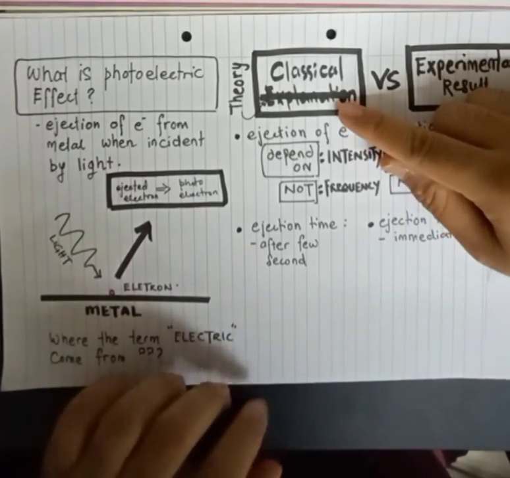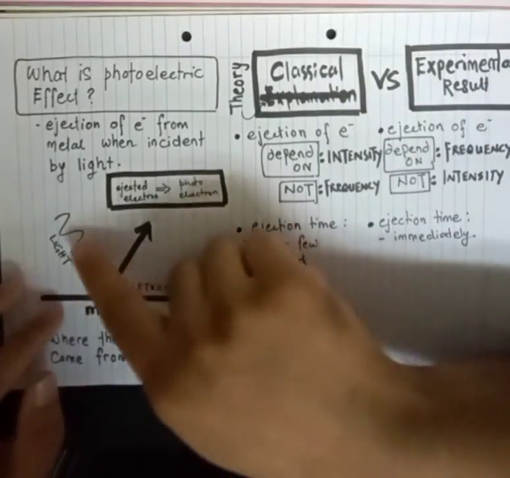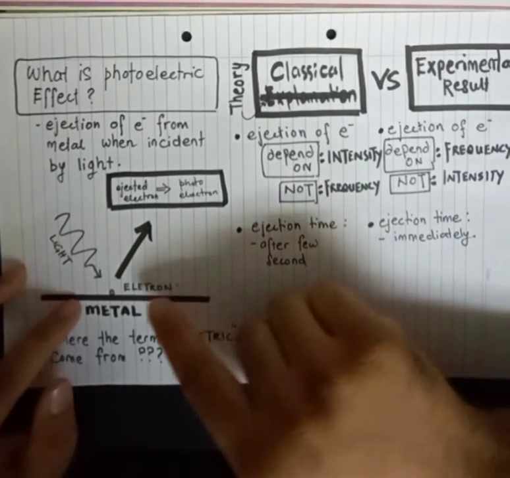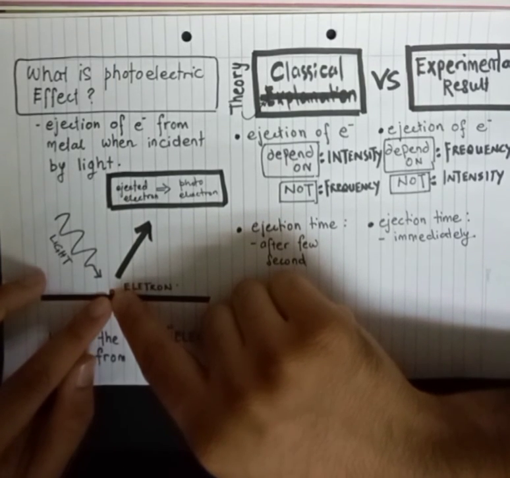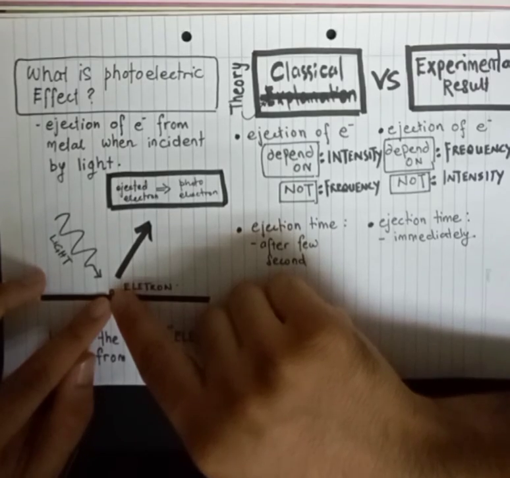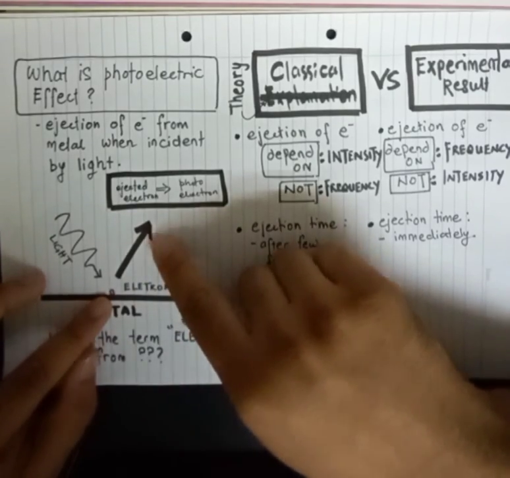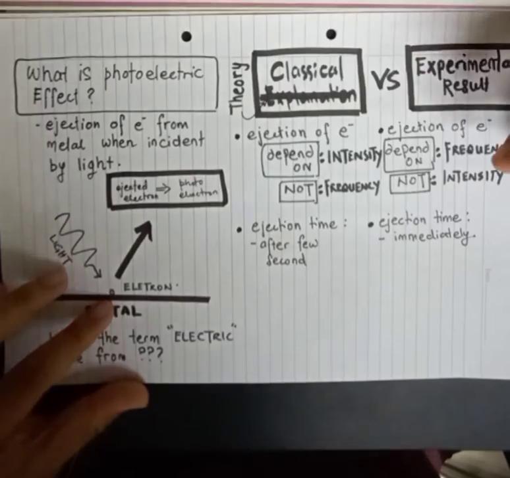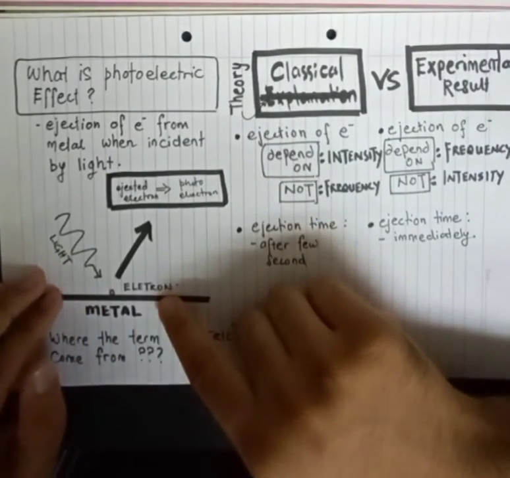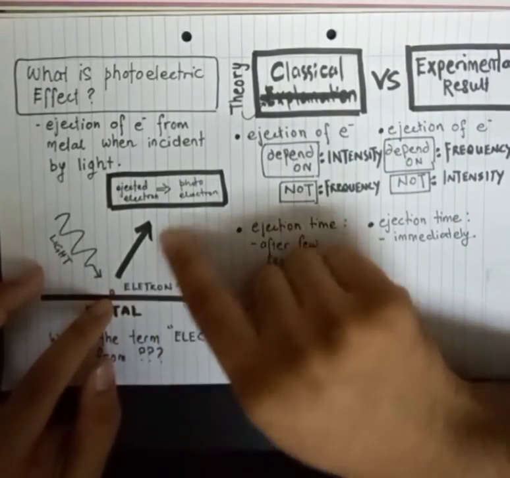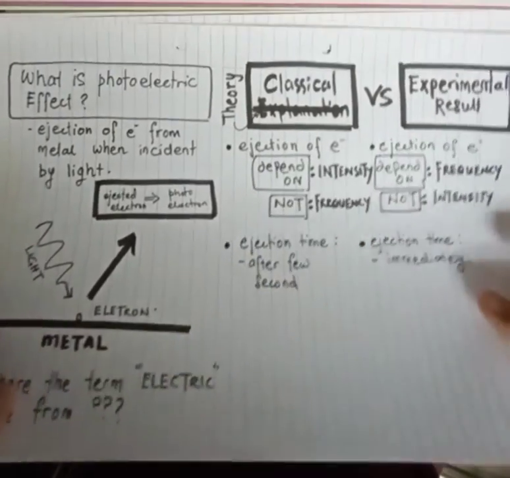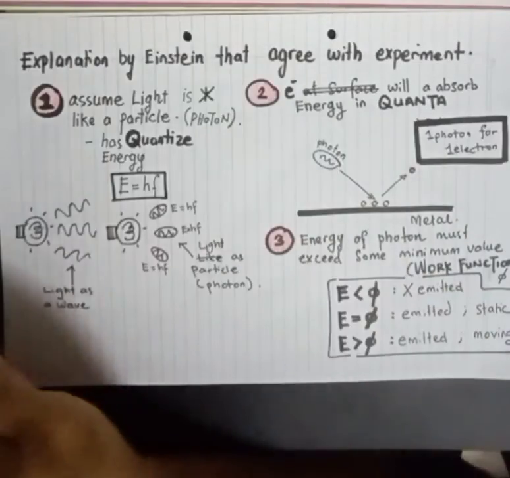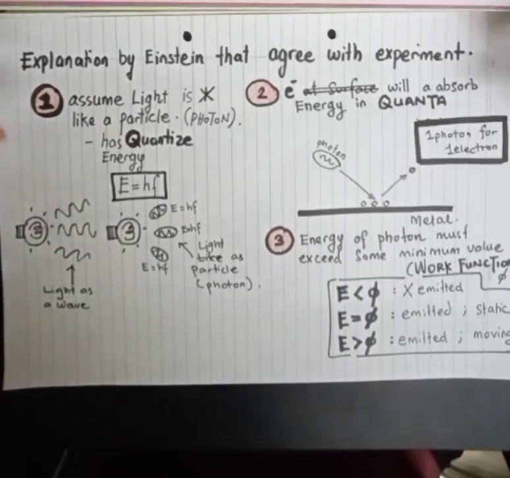Classical theory also said that when light is incident on the metal, it requires some time for the electron to absorb the energy, about a few seconds, and then the electron will be ejected. However, in the experiment, when light is incident on the metal, the electron is ejected immediately without requiring time to absorb the energy. So in 1905, Einstein was able to explain the photoelectric effect.